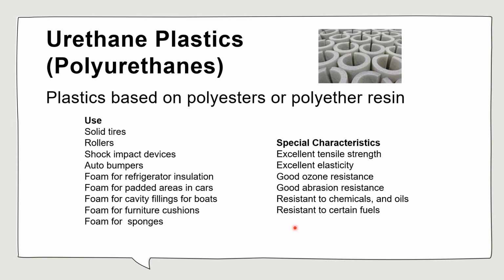They have special characteristics: excellent tensile strength and elasticity, good ozone resistance, good abrasion resistance. They're resistant to chemicals, oils, and certain fuels. So we use them in solid tires for big trucks, rollers, shock impact devices, auto bumpers, foam for refrigerator insulation, foam for padded areas, foam for cavity fillings for boats, foam for furniture cushions, and foam for sponges. So there are many different parts.